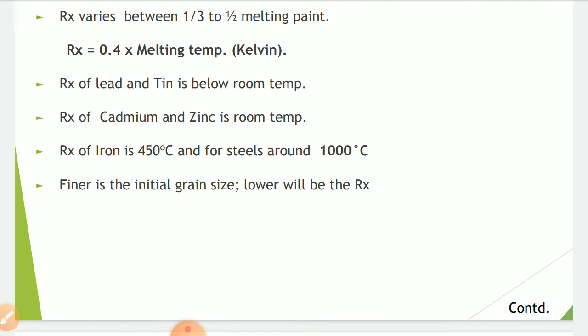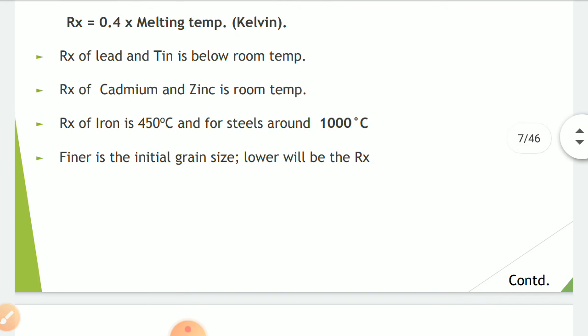Now don't consider that the material is too hot, that even at 500 degrees centigrade, how can we say that it is not cold forming? My dear, it is cold forming because the temperature is below the recrystallization temperature.